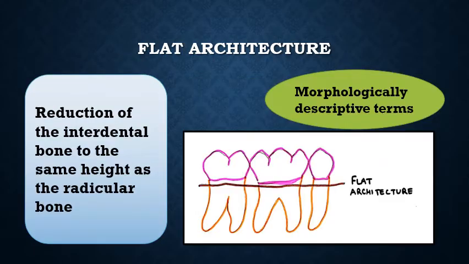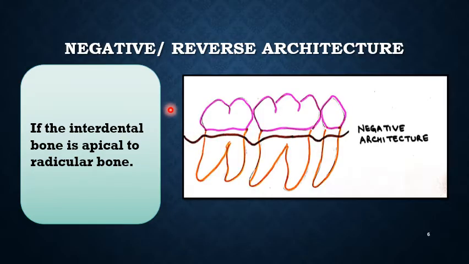Flat architecture is when interdental bone and the radicular bone all are at the same level, at the same height. This is known as flat architecture. If we talk about negative or reverse architecture of bone, that means interdental bone is at an apical position as compared to the radicular bone. This is the negative architecture.